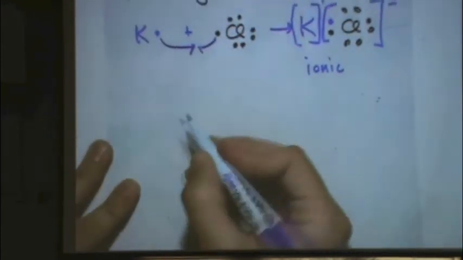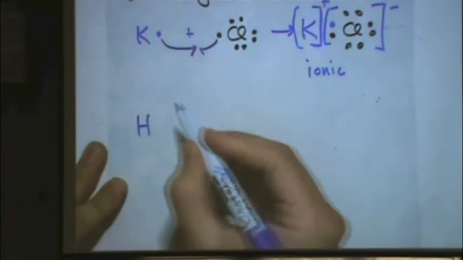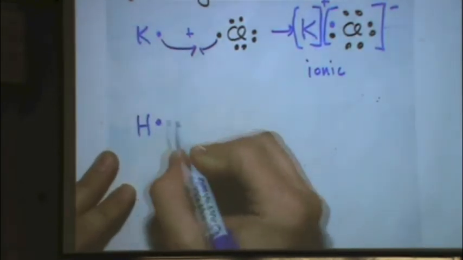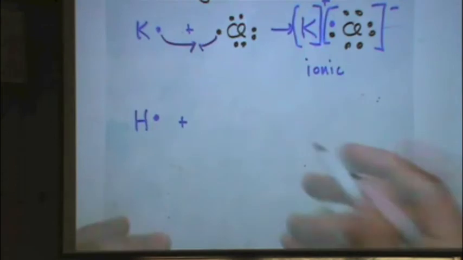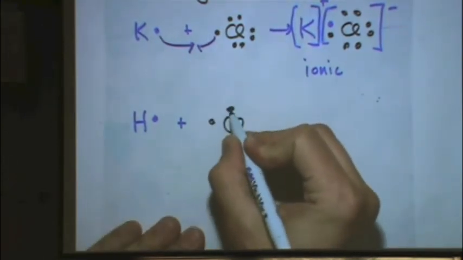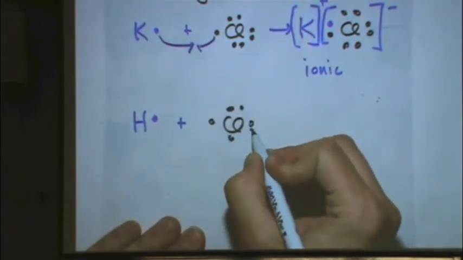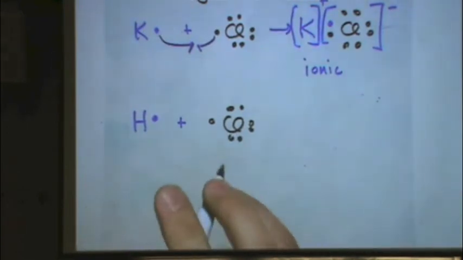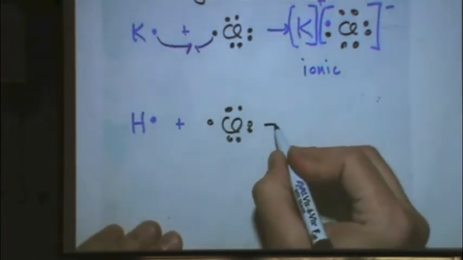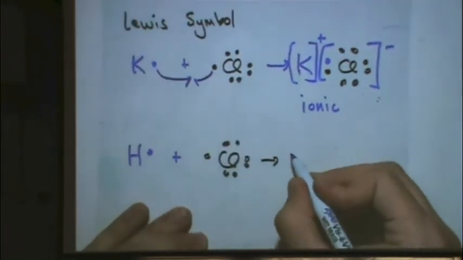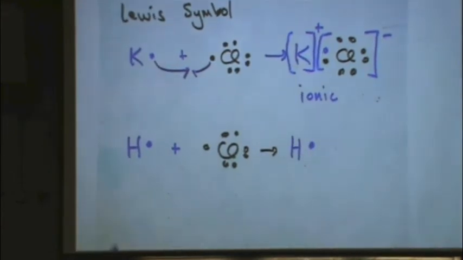In contrast, let's do this one now. Let's go H dot plus, and we'll do chlorine again. 7 dots around it. It's in the 7th column. This will form H and Cl.